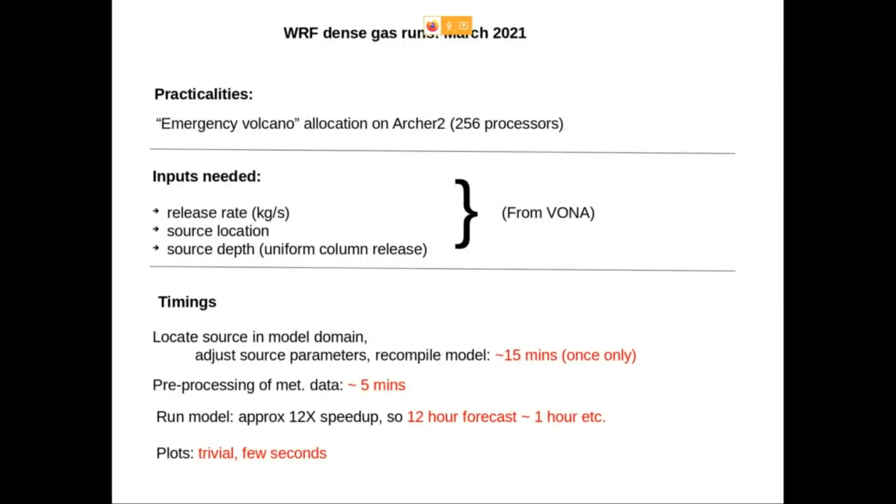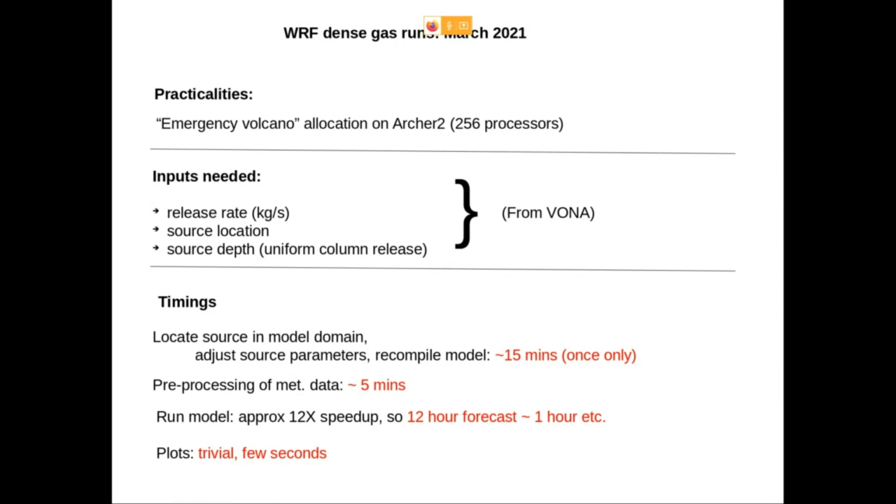In this case, ARCHER very kindly allowed NCAS what's called an emergency volcano allocation. We were allowed to use this allocation exclusively, 256 processes on ARCHER2. We were very, very grateful to the folks at ARCHER2 for allowing us to do this. This allowed us to do this in real time operationally, if you like, rather than having to submit jobs to the queue and so on. So this was really great for us. And as I say, the inputs needed are the release rate in kilograms per second, where it's being released from, and the source depth. They're all crucial pieces of information, and they come from the VONA, the email from Iceland.